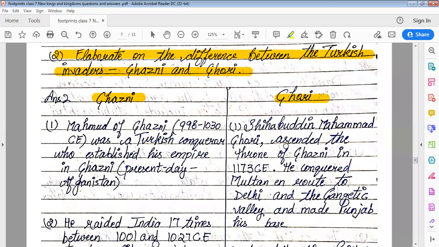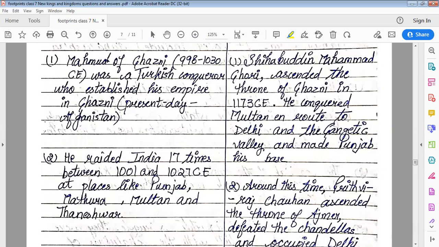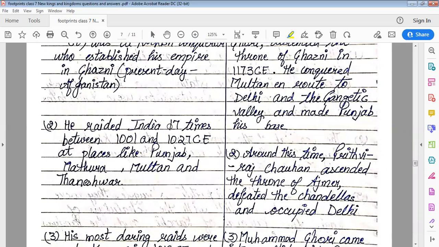Shihabuddin Muhammad Ghori ascended the throne of Ghazni in 1173 CE. He conquered Multan, a route to Delhi and the Gangetic Valley, and made Punjab his base. Ghazni. He raided India 17 times between 1001 and 1027 CE at places like Punjab, Mathura, Multan, and Thaneshwar.